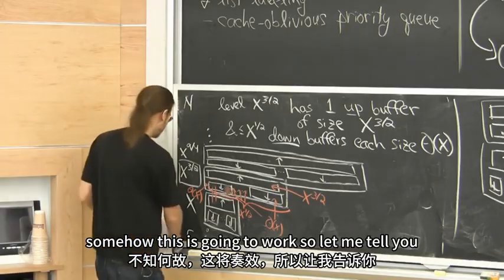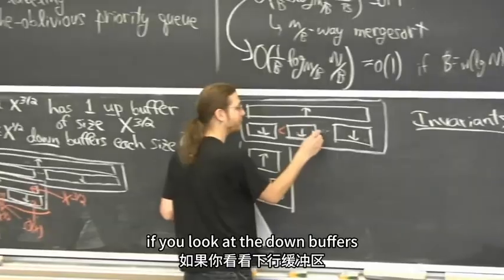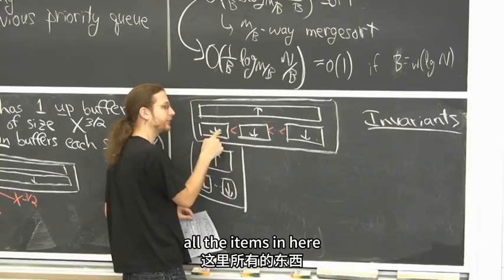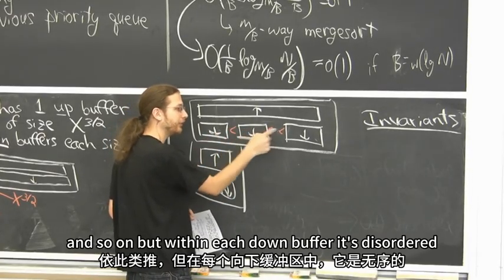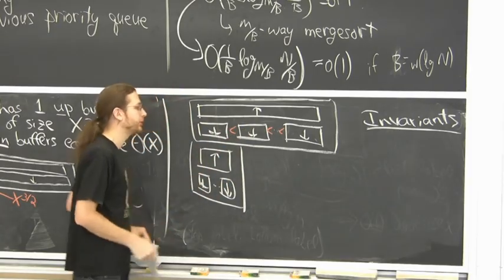So let me tell you the invariants that will make this work. If you look at the down buffers, they are sorted. Or I should say all the items in here are less than all the items in here, and so on. But within each down buffer, it's disordered.